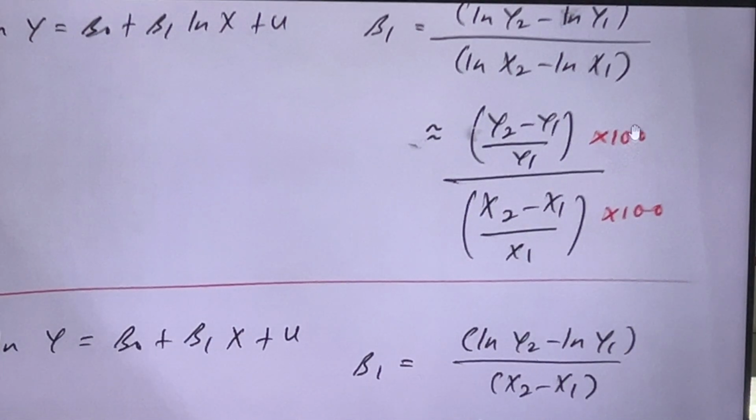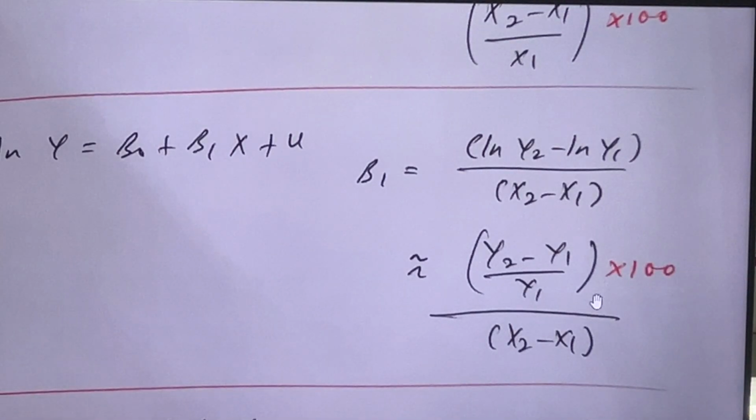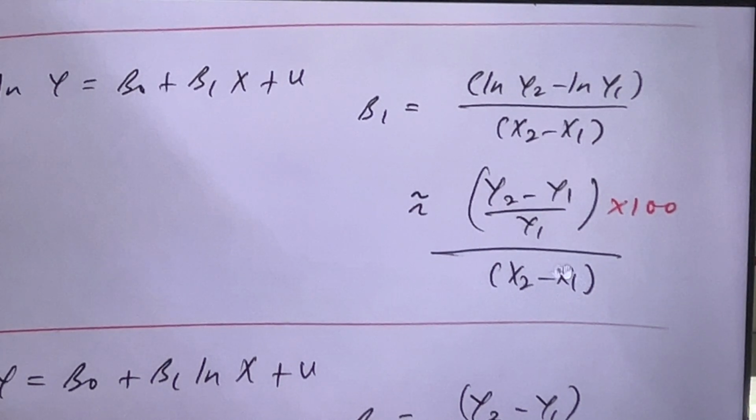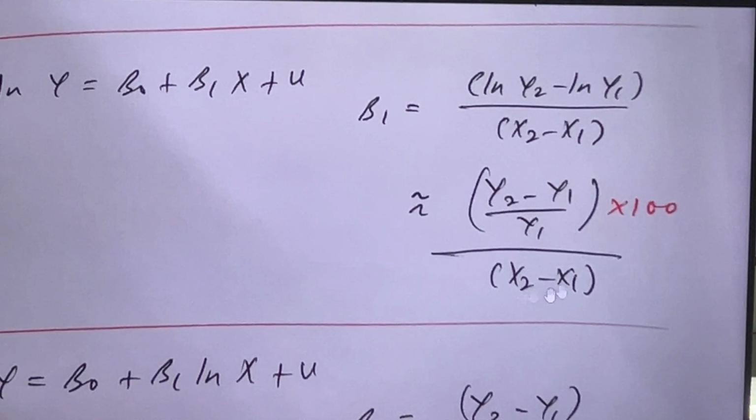You do not need to multiply because whether you multiply or not you get the same. Okay, this one cancels out, multiply or not doesn't matter. But this one you have to. You have to multiply by 100 and then you can interpret it as a percent: percentage change in Y per 1 unit change in X. This one you have to be careful.